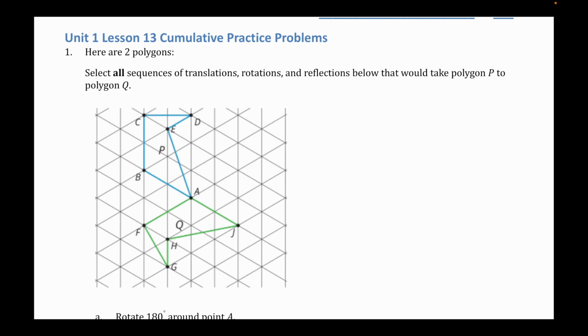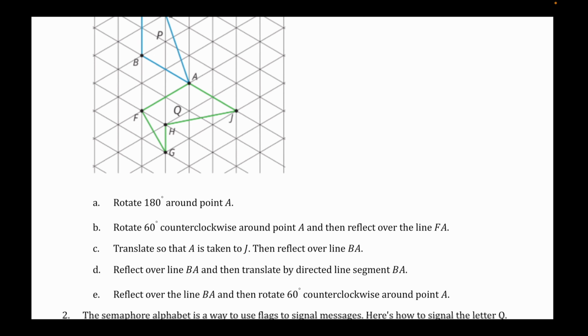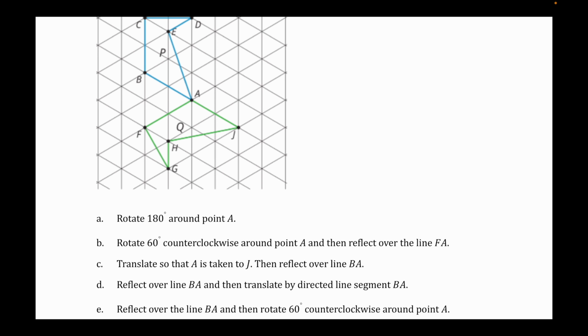So, we have two polygons, P and Q, and it's asking us to select all sequences of translations, rotations, and reflections that would take polygon P to polygon Q. So we are taking this first polygon here, the blue one, and then we want it to end up where our green one is at. So let's look at our options.